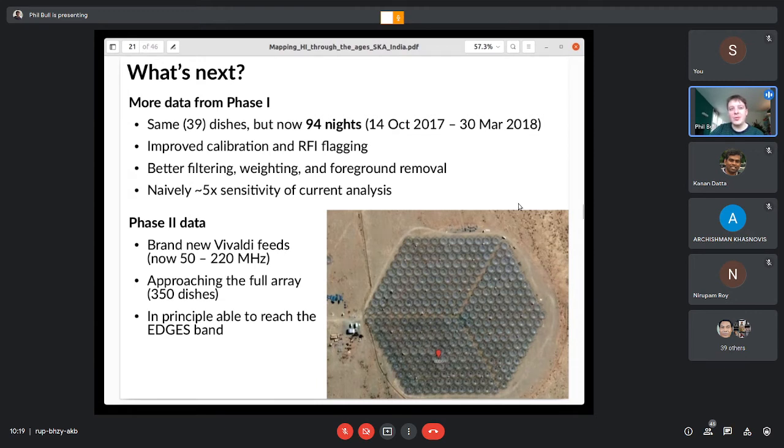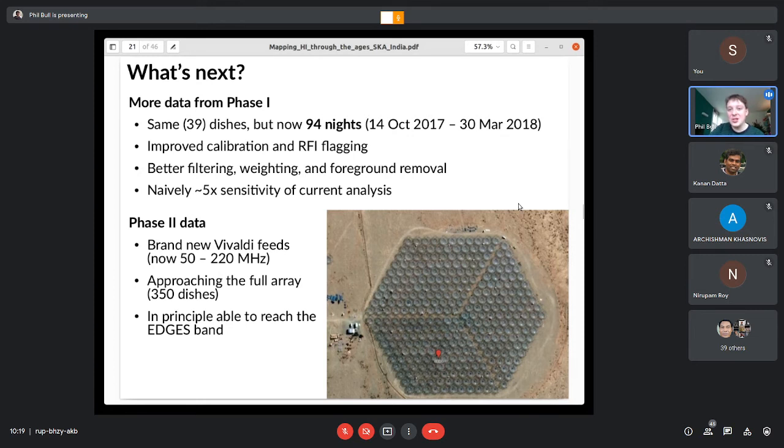But the one to really watch out for, and that's probably on a 1 to 2 year timescale for an initial analysis, is using these brand new Vivaldi feeds and way more dishes, so the full array of 350 dishes. And we may even be able to reach the EDGES band, depending on how well we can calibrate that frequency range. And I stumbled across HERA on Google Maps. There's up-to-date satellite imagery, and this is what HERA looks like as of a couple of months ago, I think.